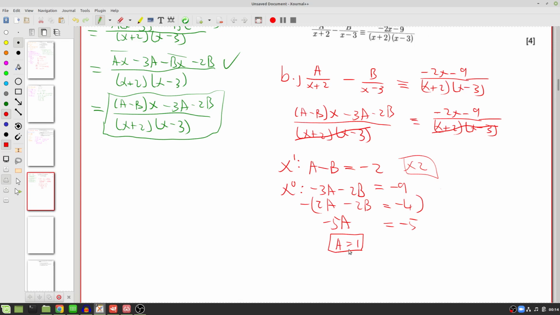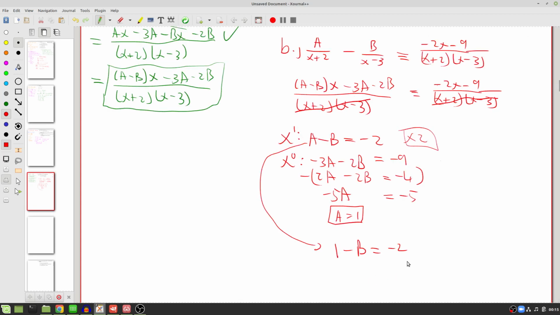Great start. And now we can substitute this a equals 1 into any one of these equations. I'm going to use this one. So a minus b equals negative 2. So a we know is 1, minus b equals negative 2. And then we just solve for b. So I'm going to keep the 1 this side, bring the 2 over, and then take the b over to the other side. So we have 3 equals b. And that is done. That's it. A is 1, b is 3.